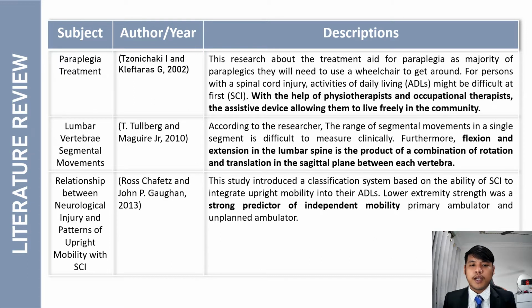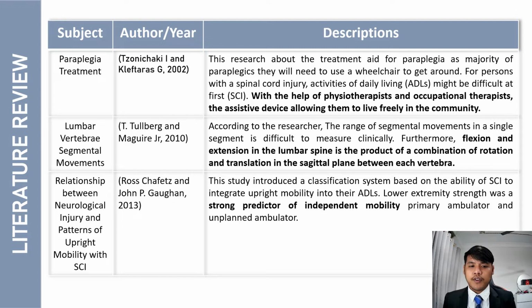According to Tulberg and Maguire Jr. in 2010, on the subject of lumbar vertebrae segmental movements, the range of segmental movement in a single segment is difficult to measure clinically. Furthermore, flexion and extension in the lumbar spine is the product of a combination of rotation and translation in the sagittal plane between each vertebra.